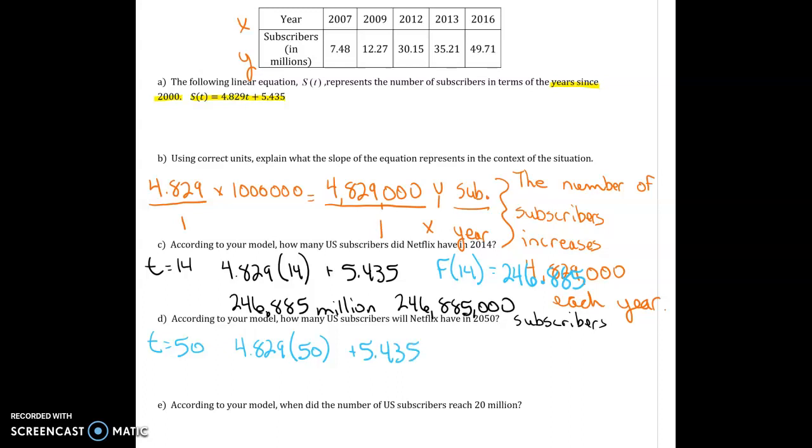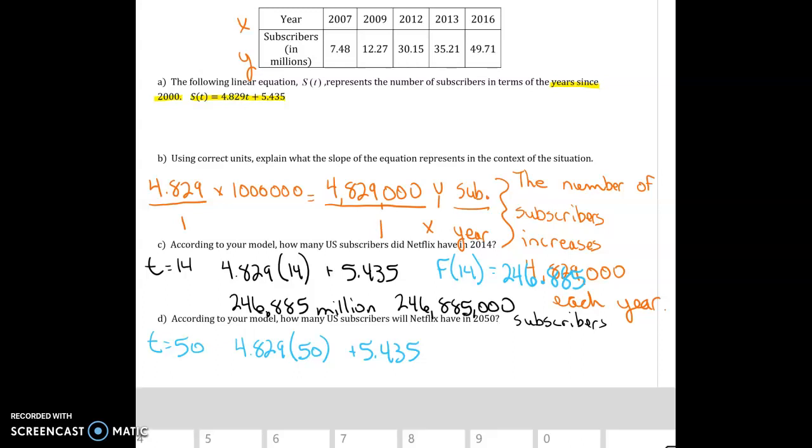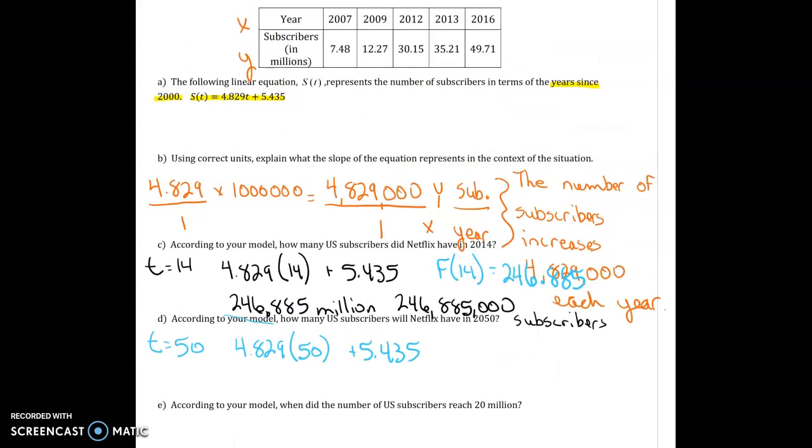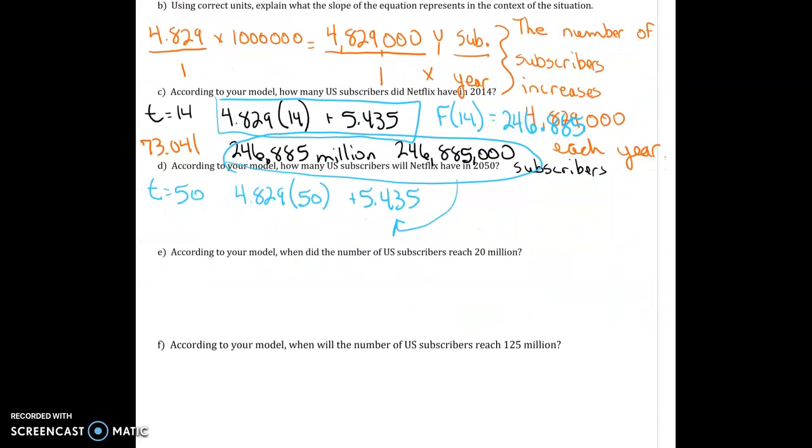And once you type that into your calculator, whoops, I just realized, okay. Sorry, I was looking at my notes that I already wrote. So this, whoops, is actually the answer for down here. So sorry about that. If we had typed this into our calculator, we would have gotten this number instead. So 73.041. So 73.041 million subscribers for C and 246.885 million subscribers for D. Apologize about that.